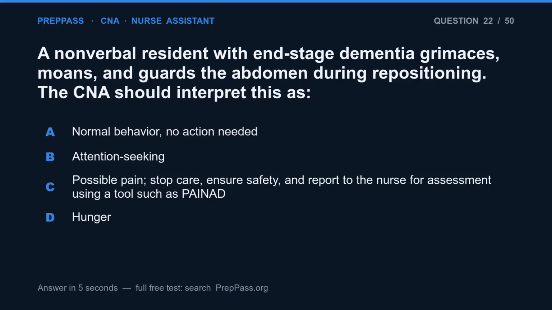Question 22. A nonverbal resident with end-stage dementia grimaces, moans, and guards the abdomen during repositioning. The CNA should interpret this as: A. Normal behavior, no action needed. B. Attention-seeking. C. Possible pain: stop care, ensure safety, and report to the nurse for assessment using a tool such as PAINAD. D. Hunger.